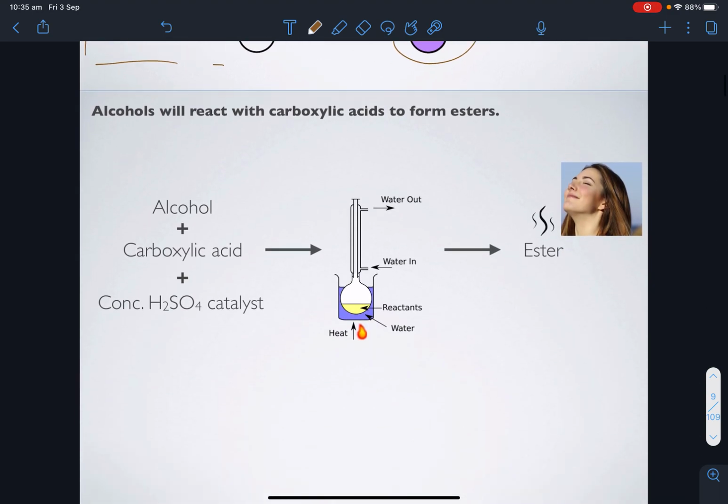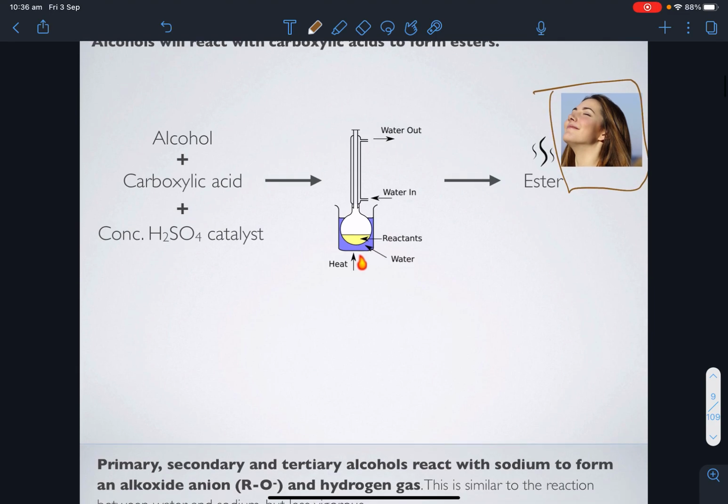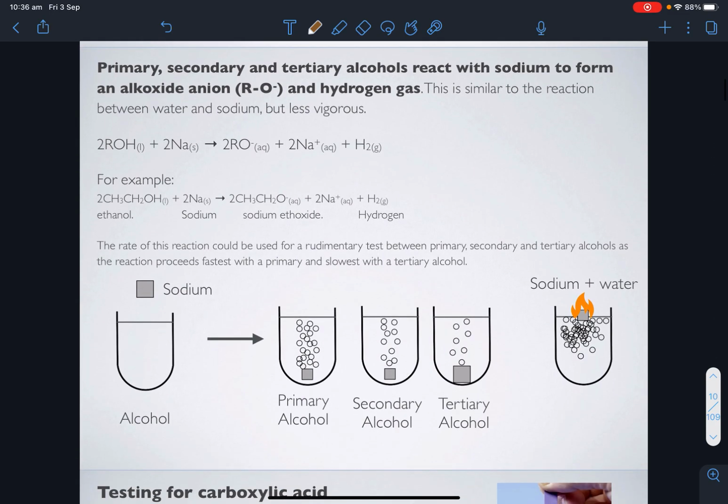Alright, another thing that you can test: alcohols will react with carboxylic acids to form esters. So to test whether you've got an alcohol, you can mix it with a certain carboxylic acid, put in a few drops of concentrated sulfuric acid, do the reflux, and you get a lovely smelly molecule there. She seems quite happy about what she's smelling, so it's not one of the gross ones.